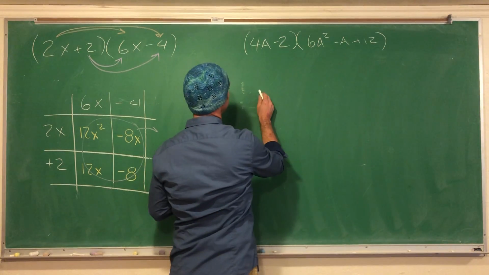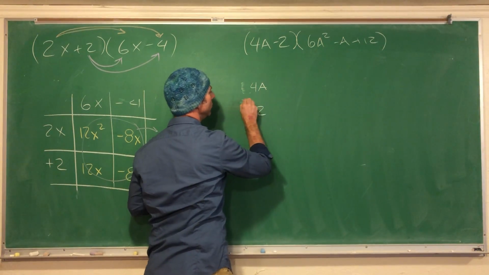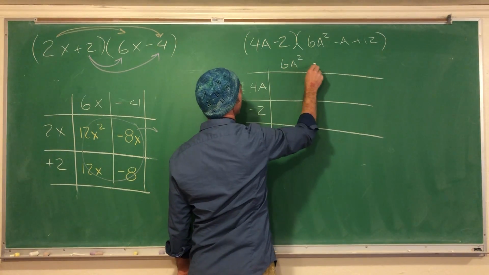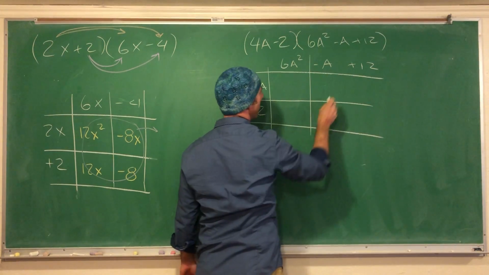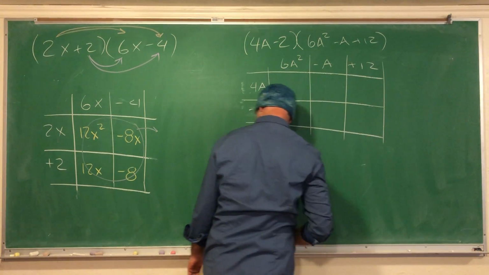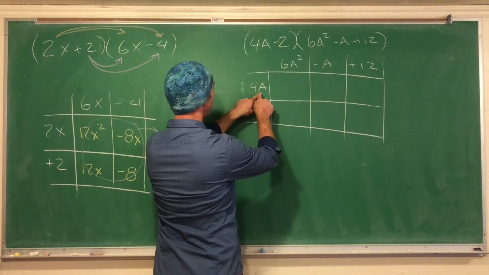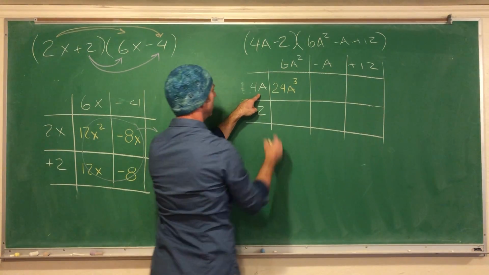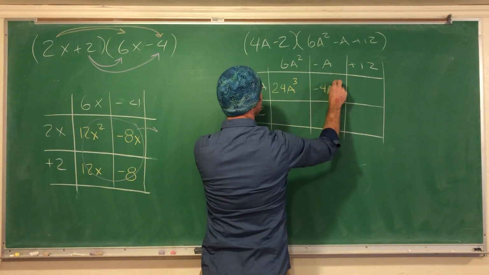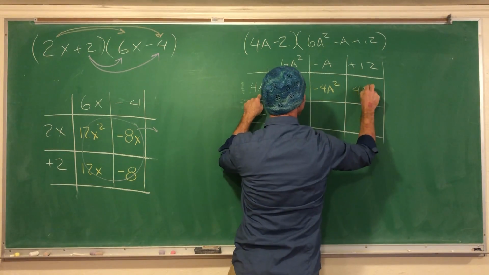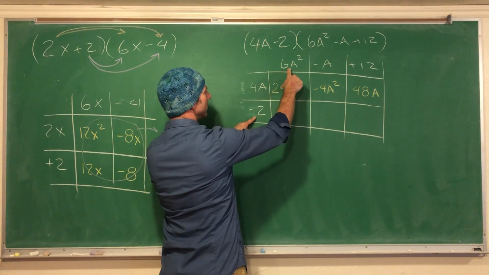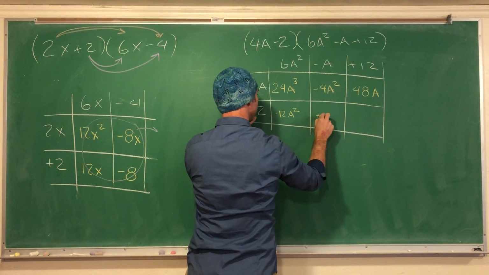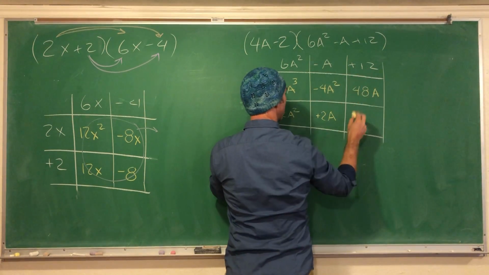Let's go for this one on this side here. So 4a minus 2. And across the top are going to be these terms: 6a squared minus a plus 12. Like that. Now we multiply. So 4a times 6a squared is 24a cubed. 4a times negative a, negative 4a squared. 4a times 12, 48a. Negative 2 times 6a squared, negative 12a squared. Negative 2 times negative a is going to be positive 2a. Negative 2 times 12, negative 24.